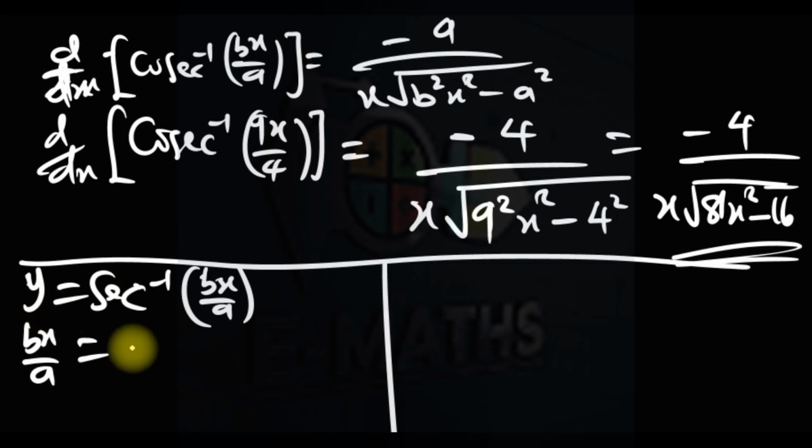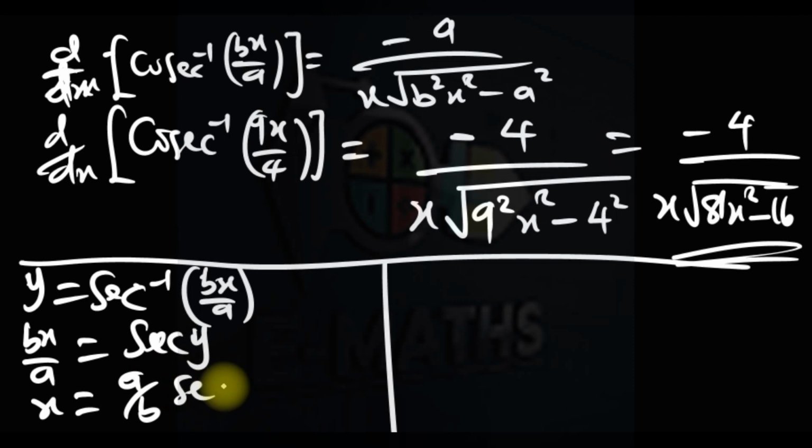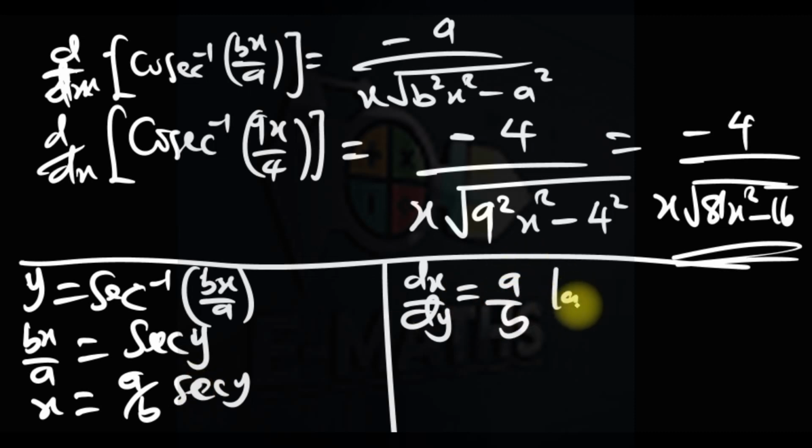So sec goes here to be sec y. If I make x the subject of formula, it is now a over b sec y. So we differentiate. Since I have x and I have y here, I differentiate x with respect to y, which is a over b. If you differentiate sec, it is tan sec, so tan y sec y.